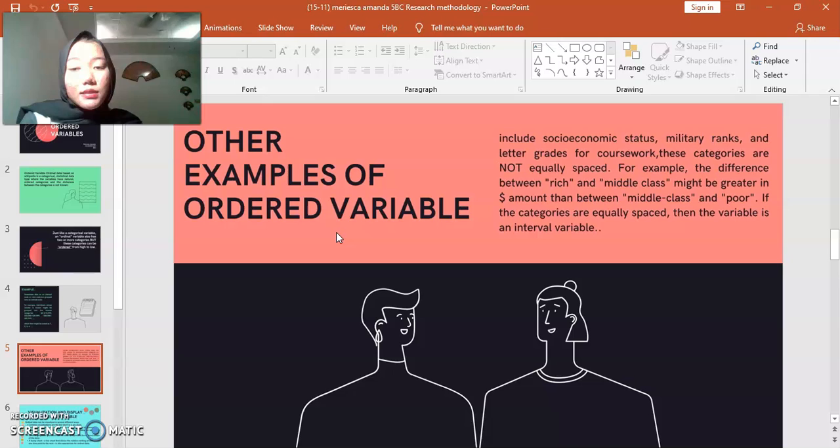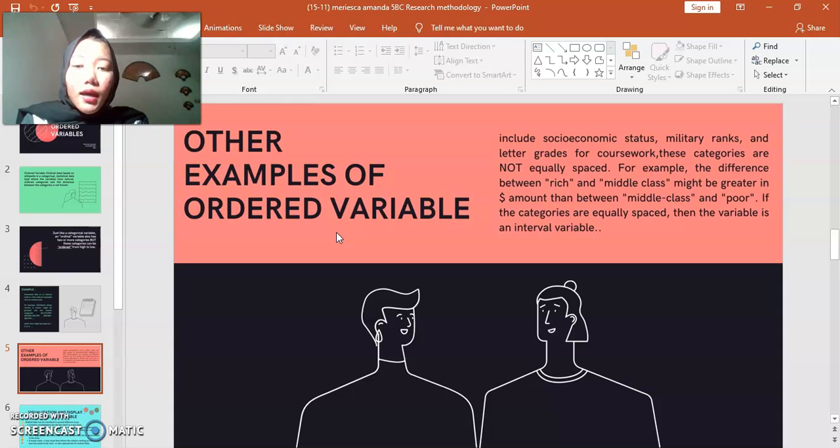These are other examples of ordinal variables that include socio-economic status, like military ranks, letter grades, but these categories actually are not equally spaced. For example, the difference between rich and middle class might be greater in dollar amount than between middle class and poor class. So, if the categories are equally spaced, then the variable is an interval variable.